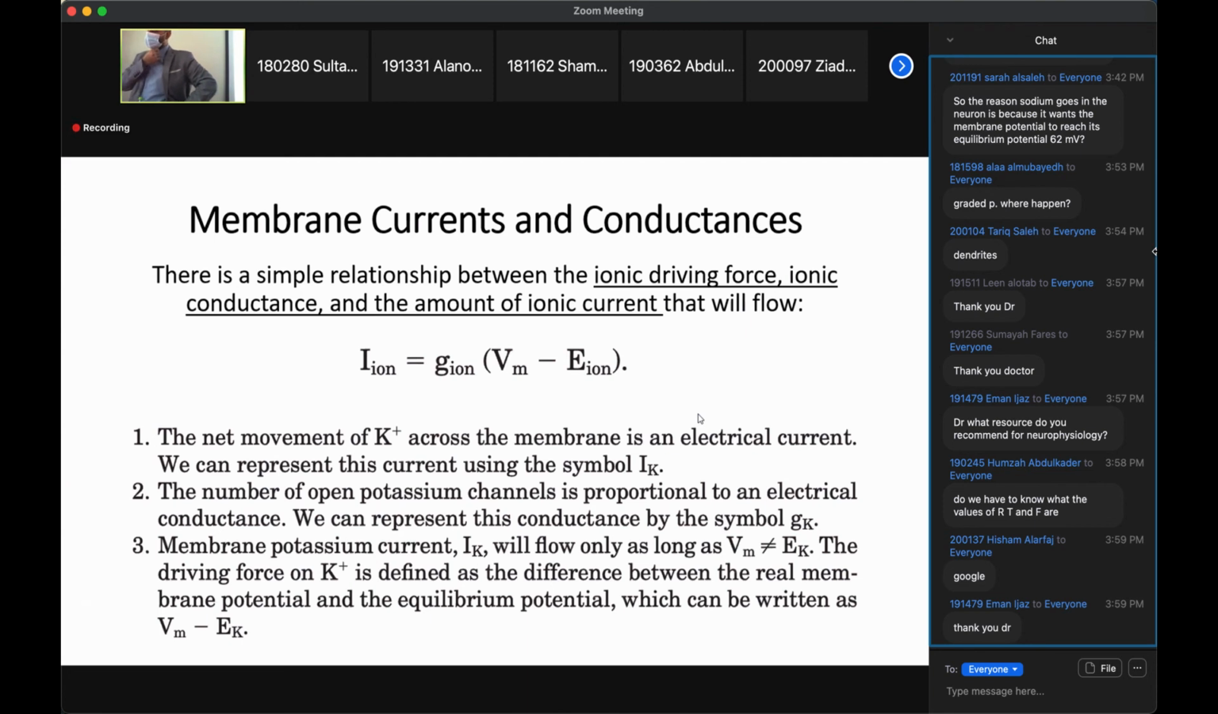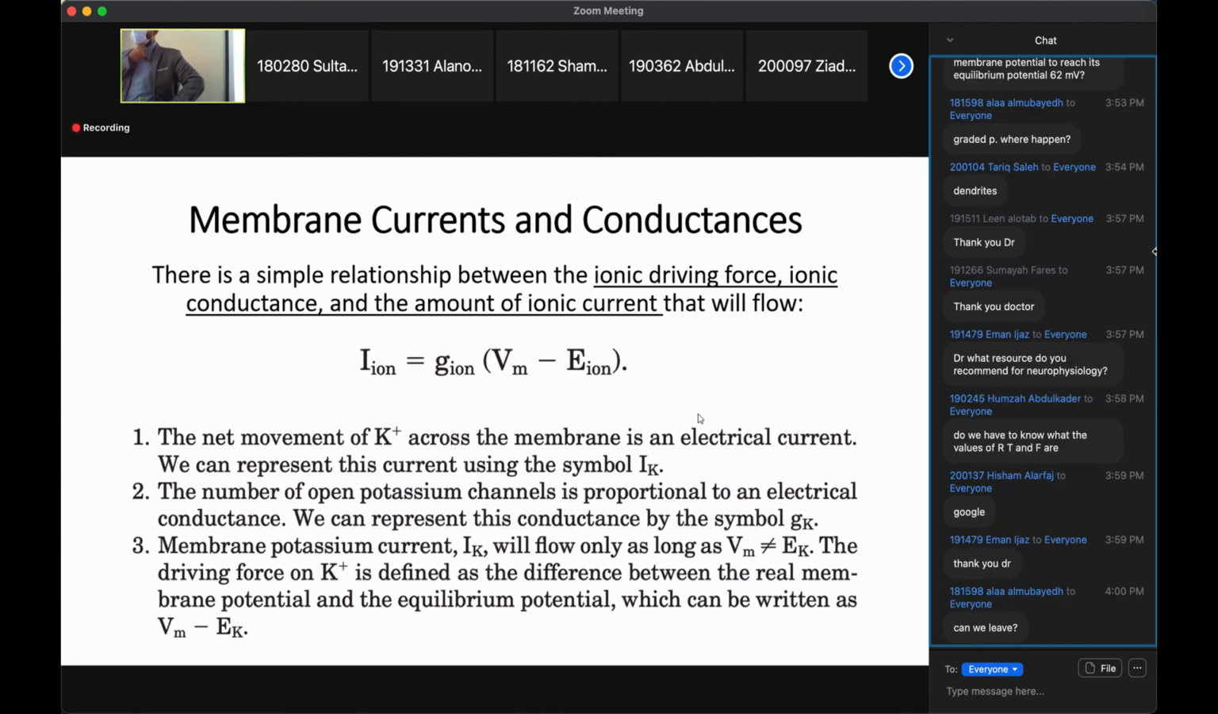So the reason sodium goes into the neurons is that there is a huge ionic driving force and there is conductance. Sodium voltage-gated channels are open, so conductance is not equal to zero. There is a huge ionic driving force, and so sodium will go to the inside because of the resting state. It is negative 65 millivolts, and so when sodium goes in, it wants to take the membrane to its equilibrium potential, which is in the positive values. I hope this is clear enough.